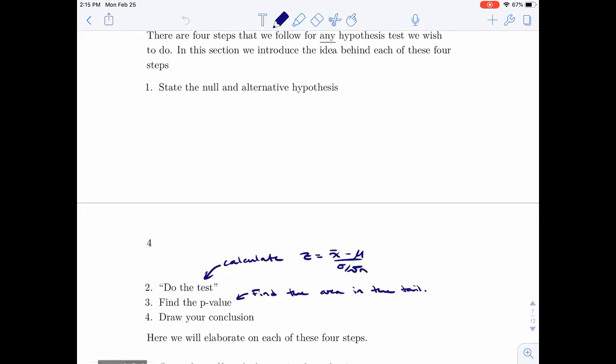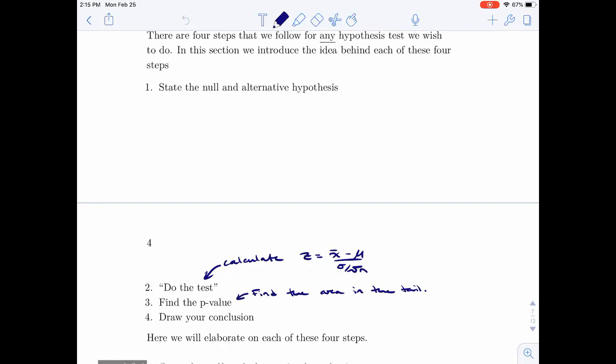So first, a quick overview of these 4 steps. Your first step is going to be to state your null and alternative hypothesis. So just tell me what you think is happening, and what the alternative might be.